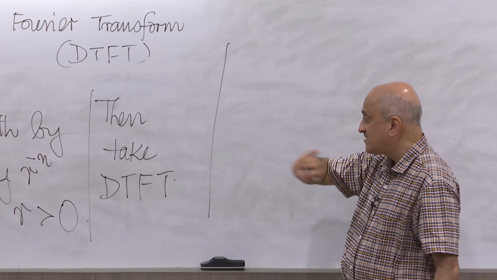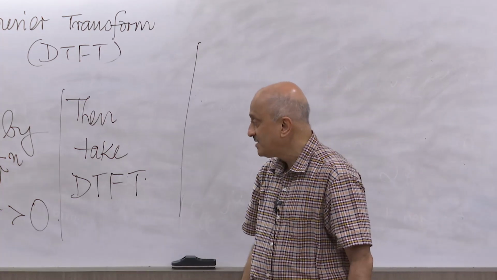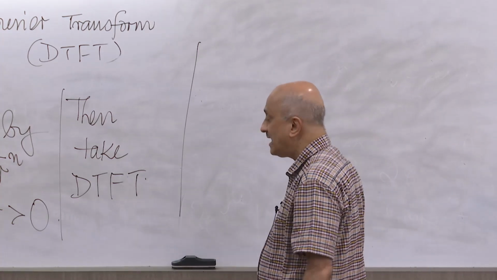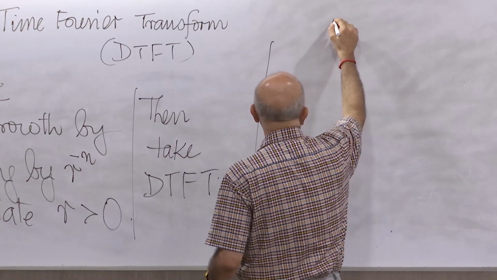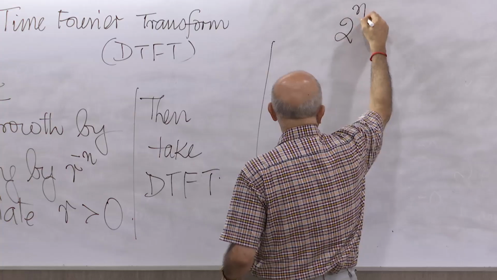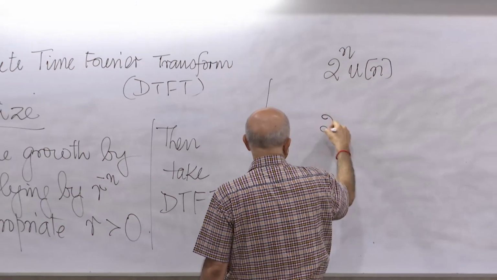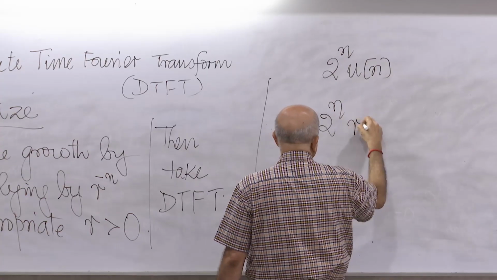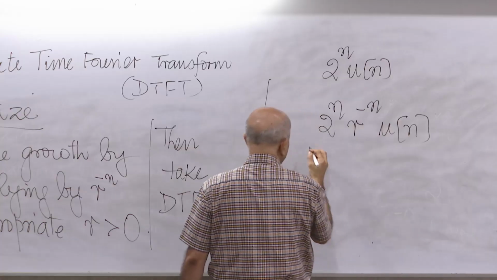So let's take this further. You arrest the growth by multiplying by r to the power minus n for appropriate r greater than 0, and then take the DTFT. So let's do that. So you have 2 to the power n u[n]. Now arrest the growth. So multiply it by r to the power minus n, and now take the DTFT.